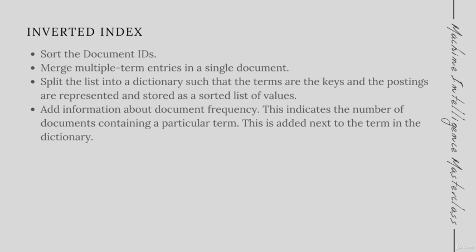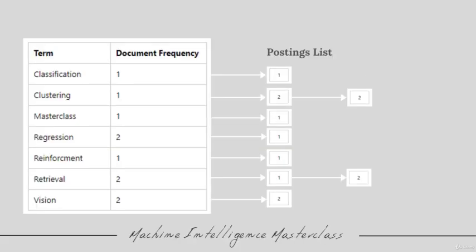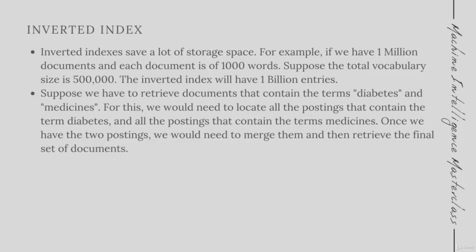The fifth step is to add information about the document frequency. This indicates the number of documents containing a particular term. This is added next to the term in the dictionary. Inverted indexes save a lot of storage space. For example, if we have 1 million documents and each document is 1,000 words, suppose the total vocabulary size is 500,000. The inverted index will have 1 billion entries.